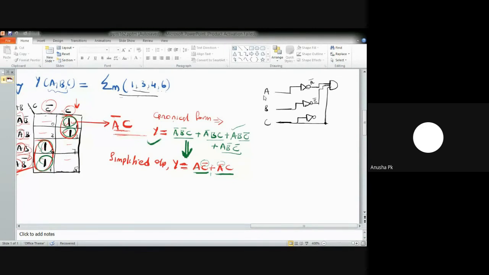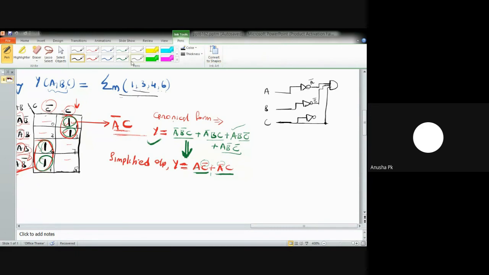Let's see how the circuit looks like. Then we have to take A bar B C. So I have to take this A bar, and B C I have to keep. From this A bar, and from B I have to take one. Then I will connect those.